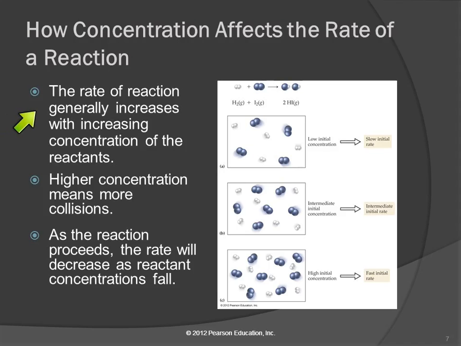So the rate of a reaction generally increases when we have an increasing concentration of reactants. And that's just an observation. If we increase the concentrations of the reactants, the reaction occurs more quickly. Well, why is that? Well, if you have a higher concentration, you're going to have more collisions.